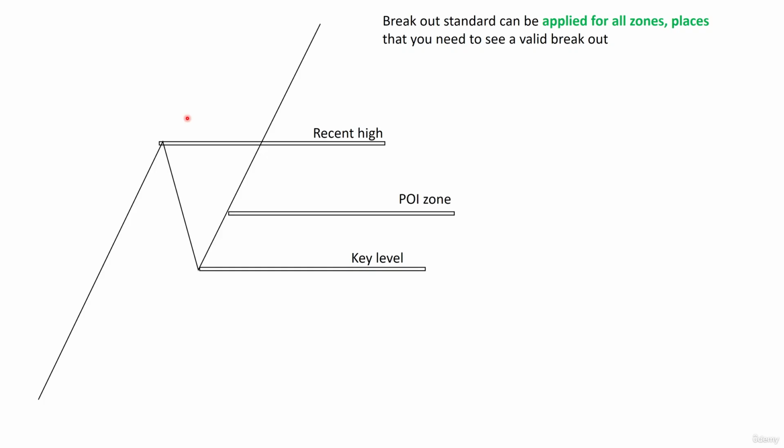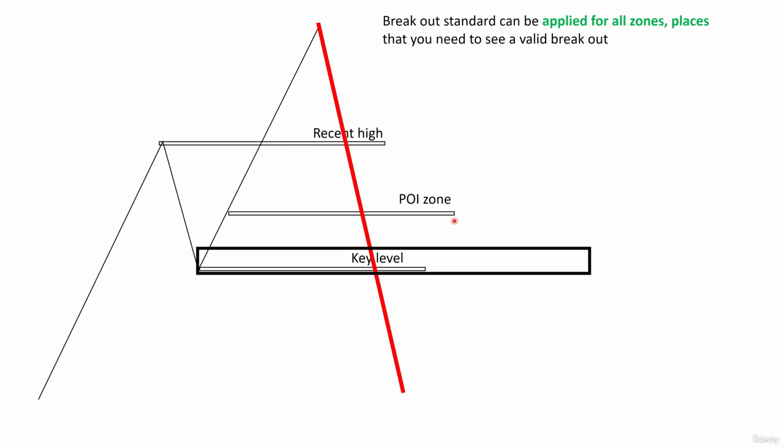And sometimes we also need to apply breakout standards to look for a breakout of the key level zone right over here, or the PY zone. For example, we will talk about a breakout of the key level here. The reason why we have to define whether the market has broken the key level 100% is because the key level has the function of defining the chain of the market.